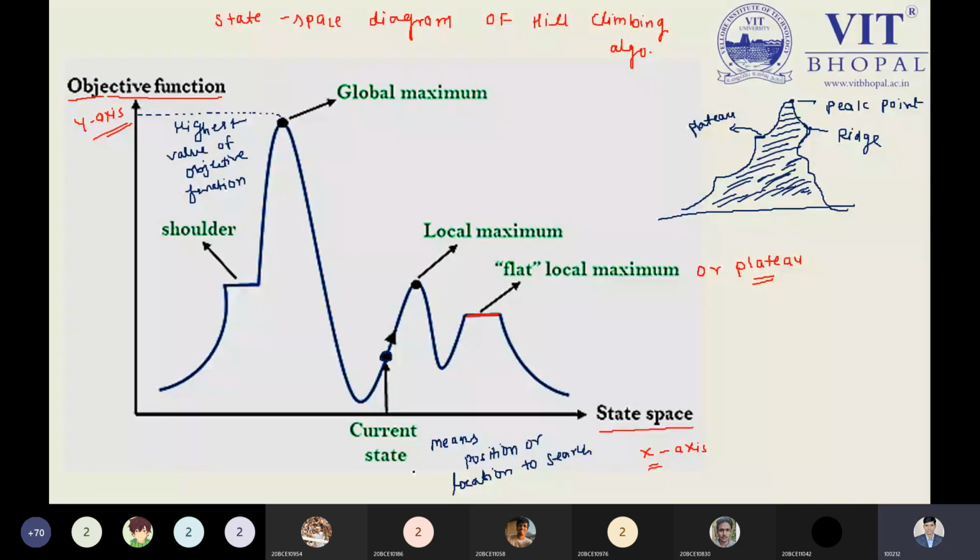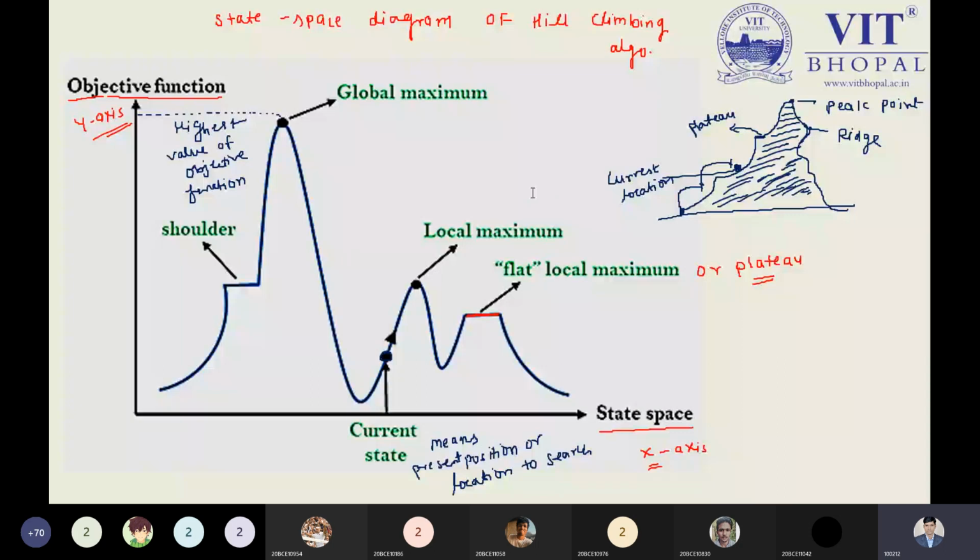Just look at my example on the hill. Suppose I am a person trying to move from this point. I will cover this distance and then I will cover this distance. If I'm at this position, this is known as my current position or current location. This is also known as the current state. I'm drawing everything with a general example. So these are the different regions or terms that we can see in the state space diagram.